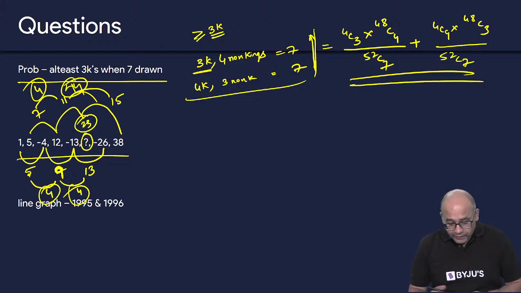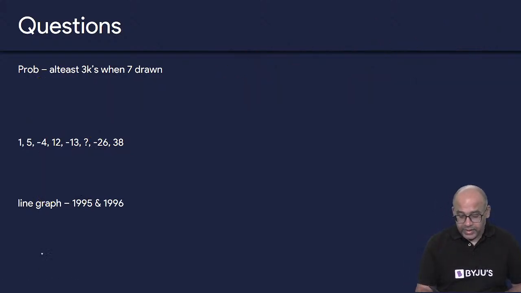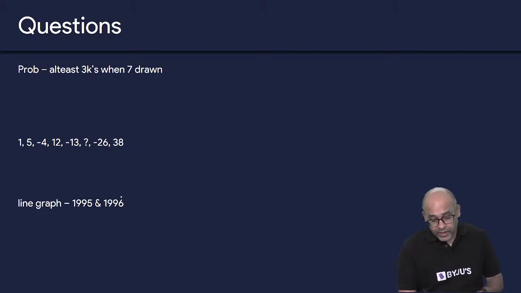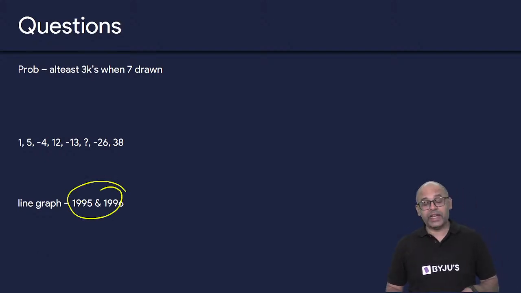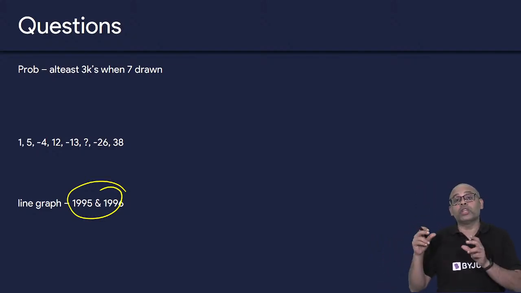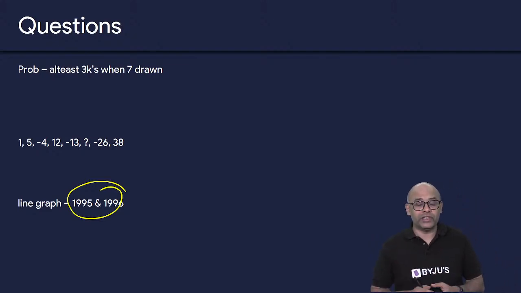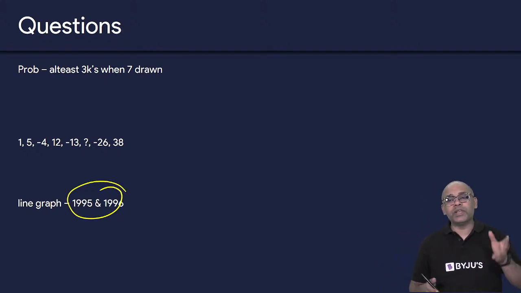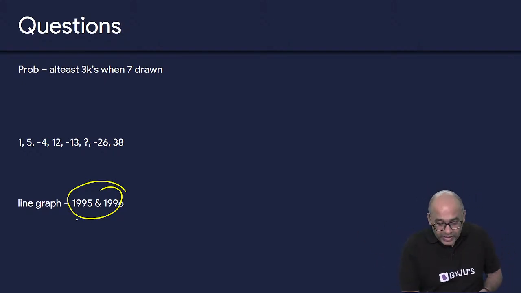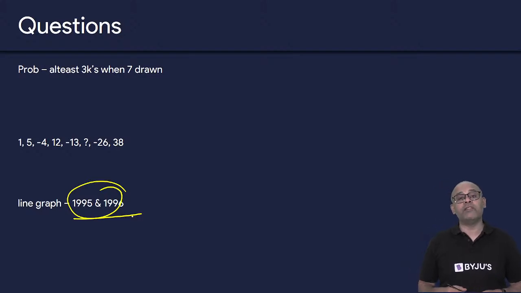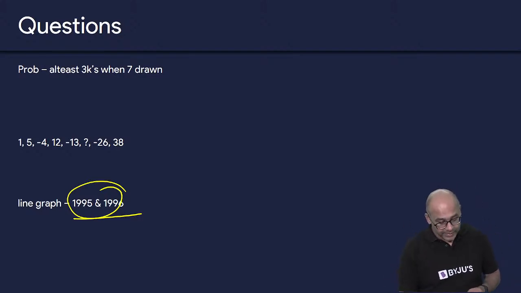Alright. Then the next question was a DI question, a line graph. The answer to that line graph question is 1995 and 1996. The question was, in which 2 years were the totals the same? Total exports were the same. It's a simple case of adding and comparing. You can observe and say that in 1995 and 1996 the totals were the same.